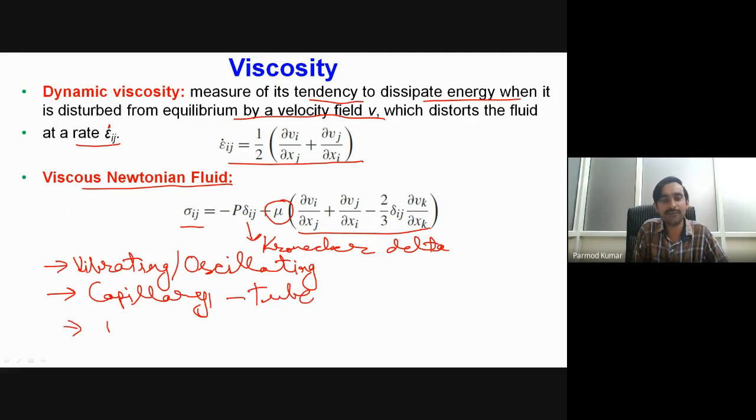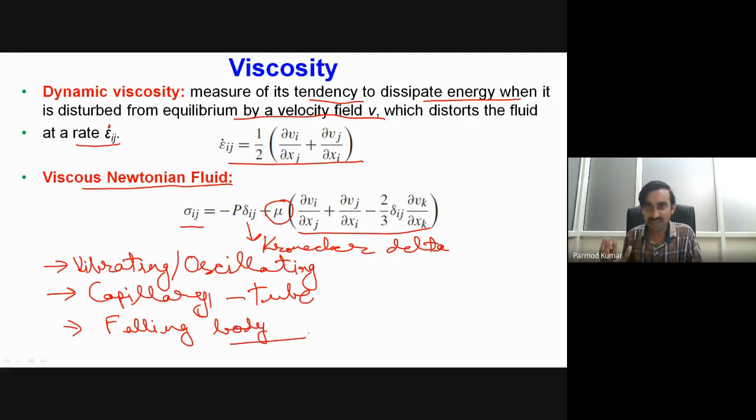And the third type of viscosity meters are called falling body type viscometers, where we take a cylindrical or spherical body and allow that body to freely fall inside some liquid. Okay, so these are the three basic principles which are employed and incorporated in some of the instruments for measuring viscosity. So I'll stop at this point, and we will see the detailed discussion of viscosity measurement in our next lecture.